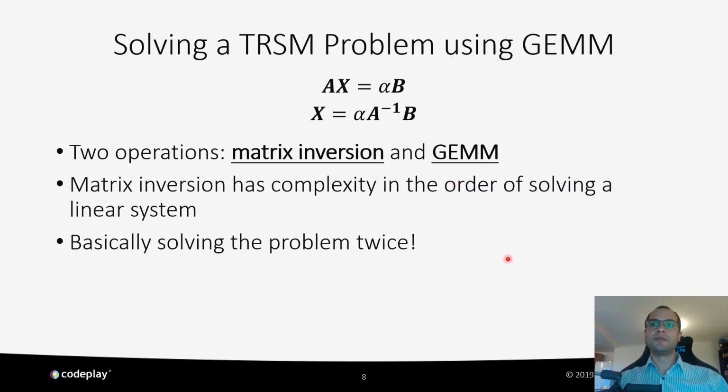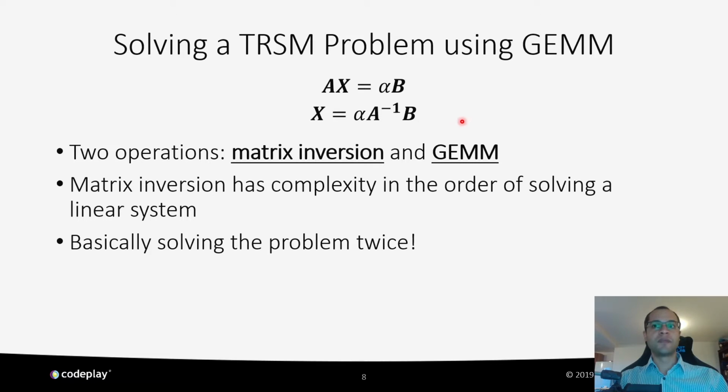However, this algorithm is not suitable for highly parallel devices such as GPUs, since the solution to each row i depends on the solution to all rows below it. One way to parallelize this operation is to convert the problem to be solved by a GEMM call. We can multiply both sides of the input equation by the inverse of matrix A, which yields this expression here. This expression can be calculated by a single call to GEMM.